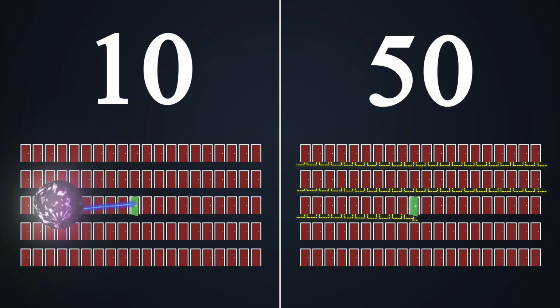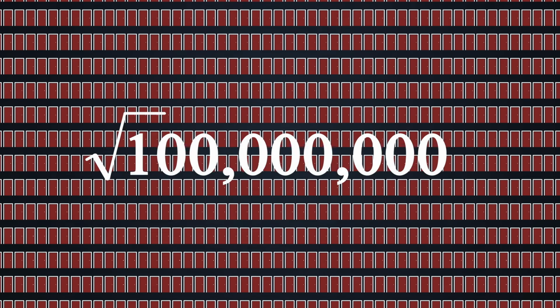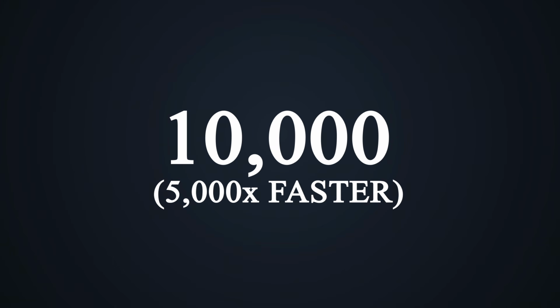This may not sound like much, but if we scale this to say 100 million doors, that's 50 million operations on average for a classical computer, while a quantum computer would only take the square root of 100 million, which is 10,000. That's the quantum advantage.